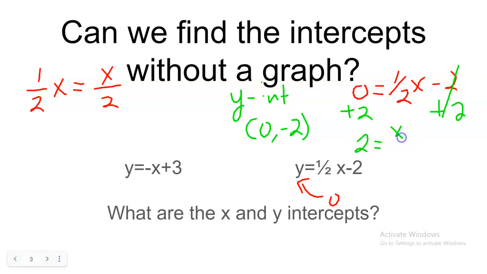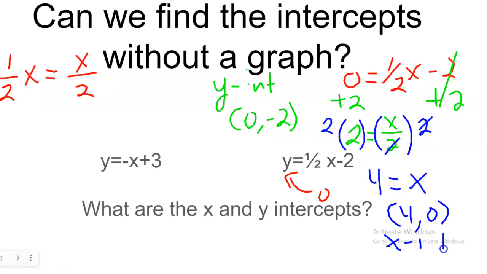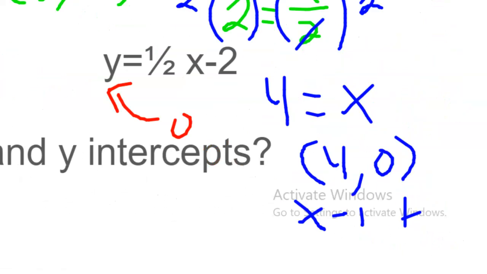So it gives me 2 is equal to x being divided by 2. Now I want to get x all by itself, and it's being divided by 2, and the opposite of division is multiplication. So I'm going to multiply both sides by 2, because if I multiply both sides by 2, these cancel out. So on the right, I'm left with x, and on the left, I'm left with 4. So that means that when y is equal to 0, x is equal to 4. So that is my x-intercept.